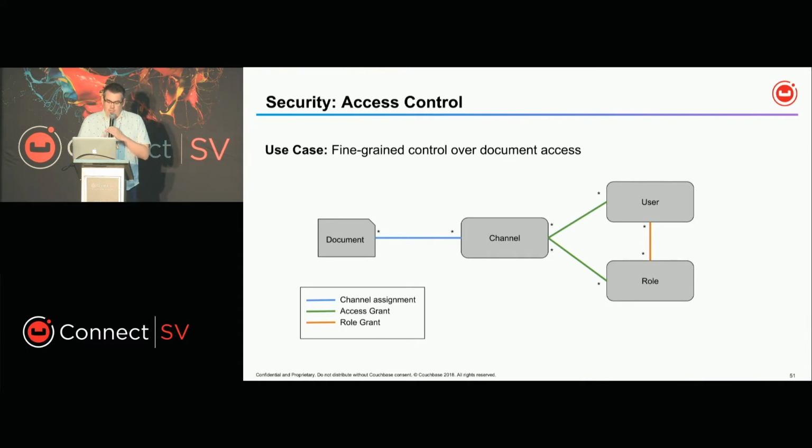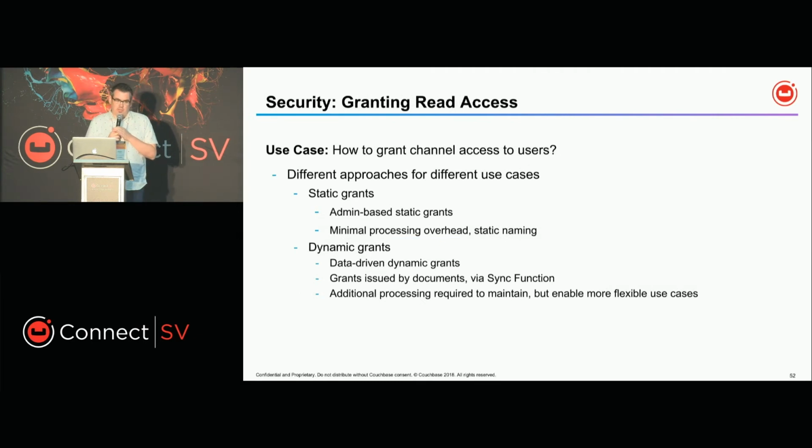I think one of the key questions here is there's multiple ways in which you can grant channels to users. And the different approaches have different use cases, and understanding which makes sense in a given case is important when you're architecting your application. So we have static grants, which are admin-based grants. So through an admin operation, you say this user should have access to channel ABC. This has minimal processing overhead, but relies on static naming. So your channel name of ABC is fixed and needs to be known at the time you're granting the channel.